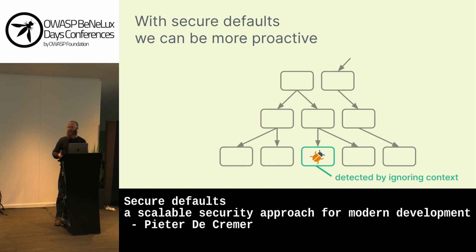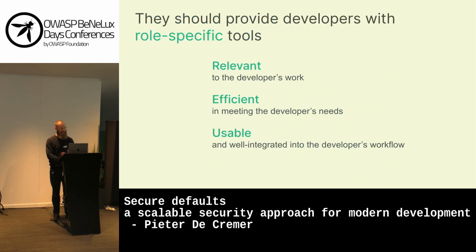We don't need to do all these complex data flow analysis to determine whether or not we have a concatenated or a parameterized query. In case of parameterized queries, those are also more performant. So that's kind of the idea behind secure defaults. But to help developers do this, to help discover these problems, to help them apply these secure defaults in practice, we need to provide them role-specific tools and not security tools intended for security professionals.